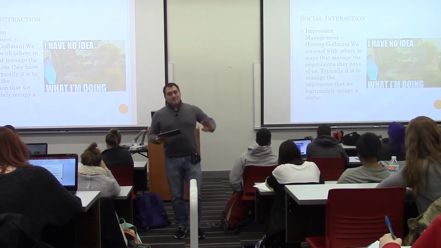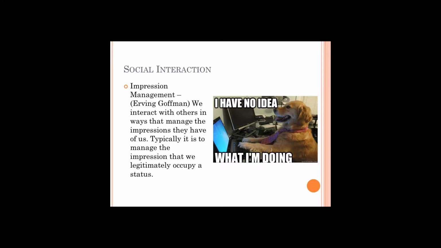So, one thing that we have to note is that even though we may occupy different social statuses, sometimes we believe that we are worthy and able to occupy those statuses, and sometimes we have no idea what we're doing. This is one of my favorite memes found on the internet. It's a picture of a dog at work. He's there working on the computer, and the meme says, "I have no idea what we're doing."